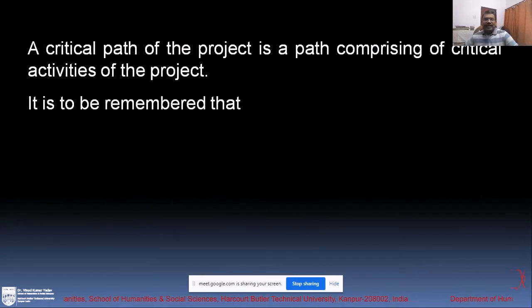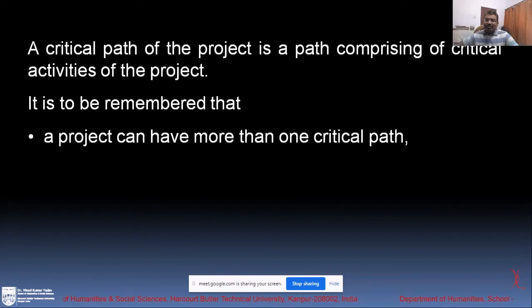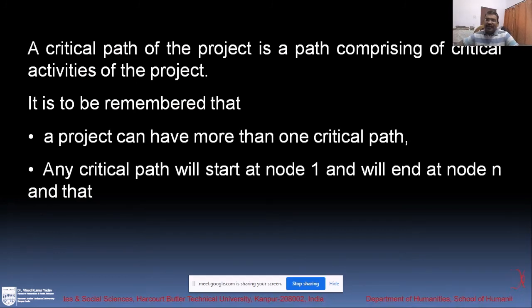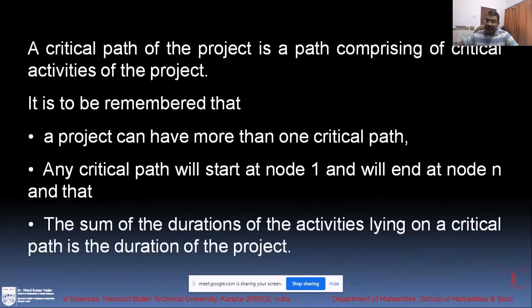A critical path of the project is a path comprising the critical activities of the project. It is to be remembered that a project can have more than one critical path. Any critical path will start at node 1 and end at node n, and the sum of the durations of the activities lying on that critical path is the duration of the project.